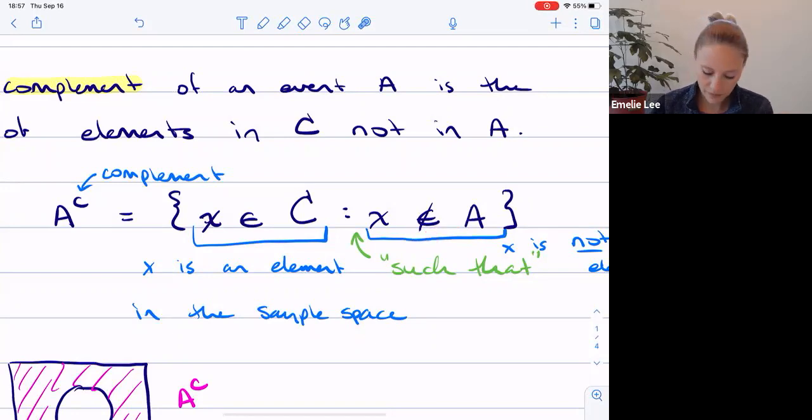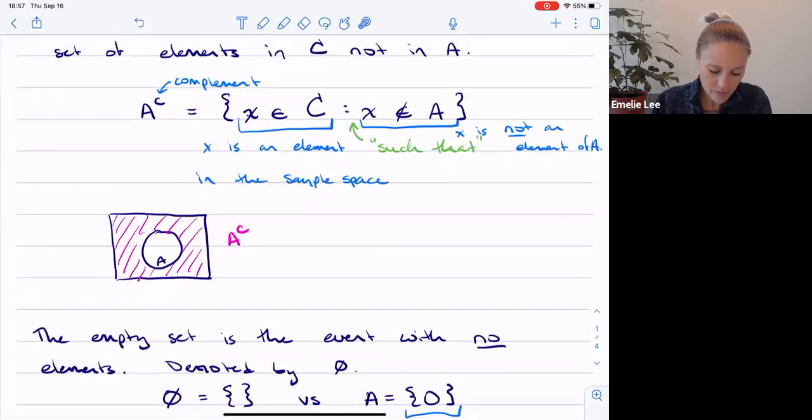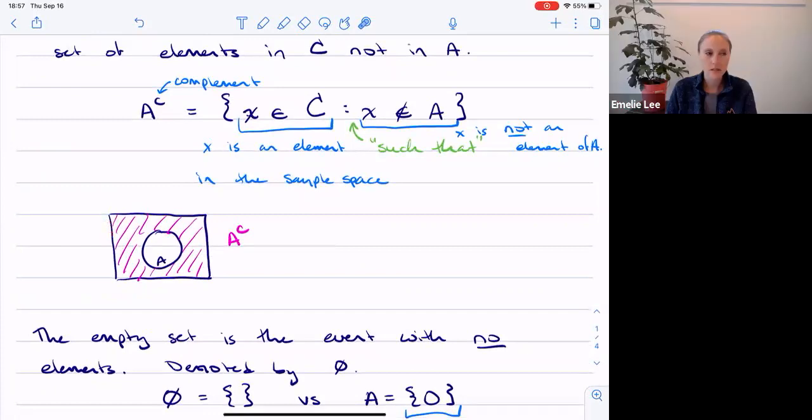In terms of visualizing it, if we've got our, oh, sorry, it does the adjustment on its own. The rectangle is the sample space, and so the complement of A is all this pink here, and it's everything outside of A.